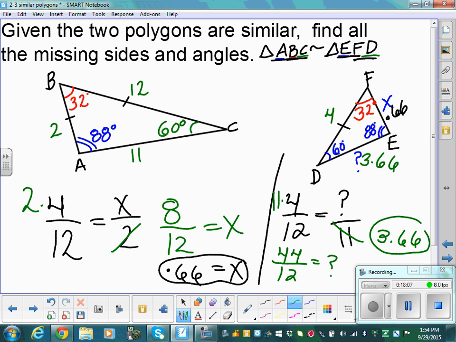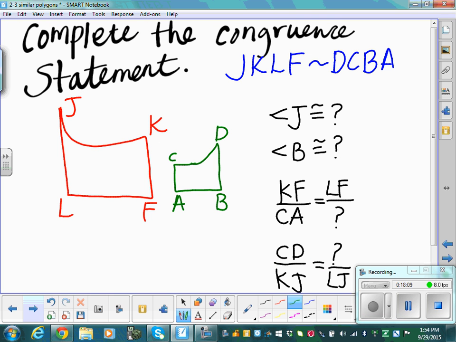Last one that I'm going to let you work. Complete the similarity statement. So we have JKLF is similar to DCBA. Now, you're given the picture. Pictures are tricky. They can trick you. The reason they give you this picture is to trick you, kind of. So I would use the similarity statement. Then it's easy. You won't make errors. Similarity statements don't lie. Okay?